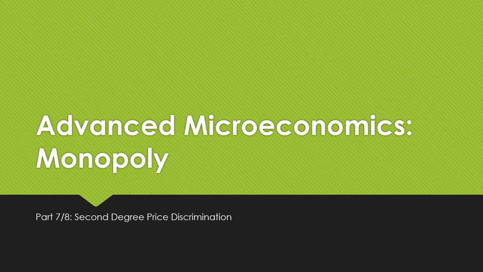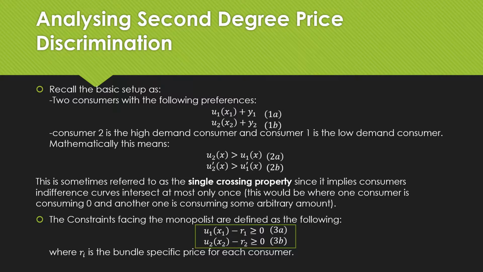Welcome to our seventh part in our eight-part series on our advanced overview of monopoly, where we get into all the nitty-gritty details. In this video, we're going to talk about second-degree price discrimination. Let's go. So recall the basic setup as the following.